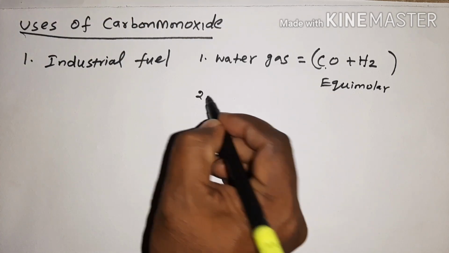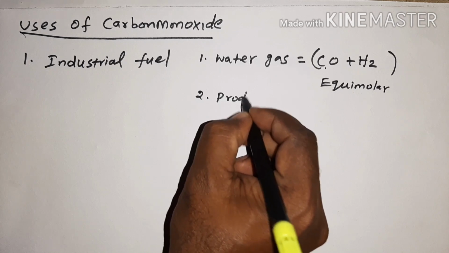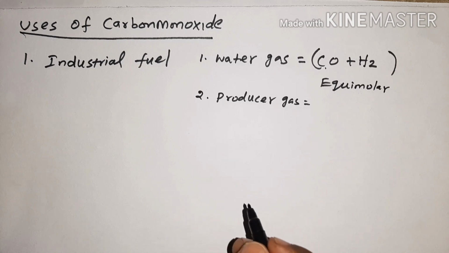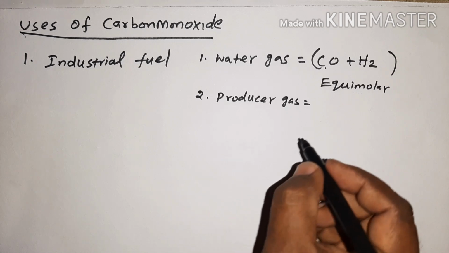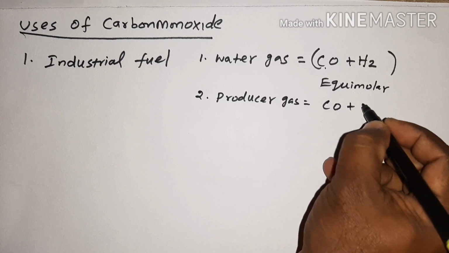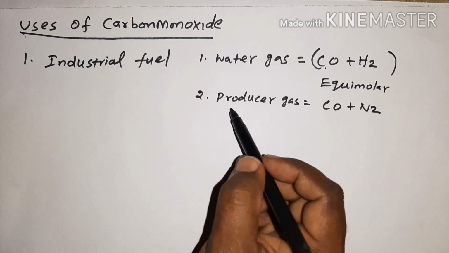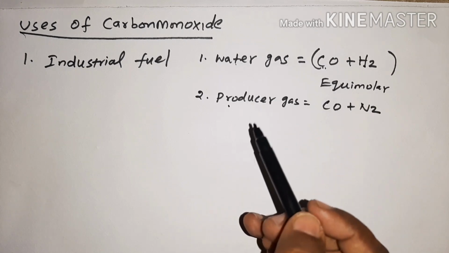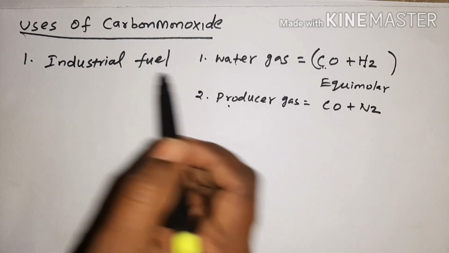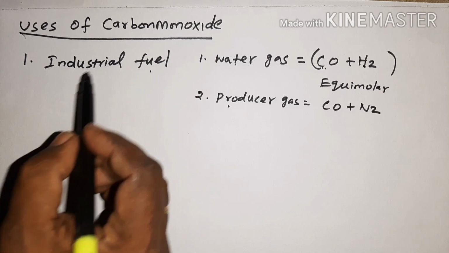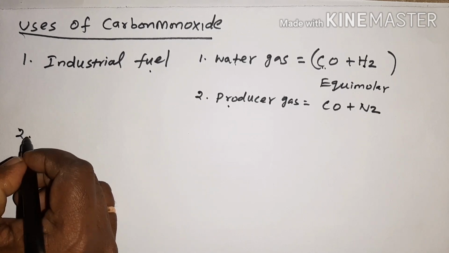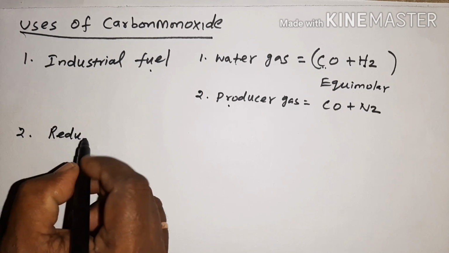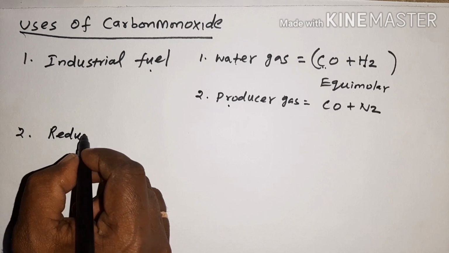And another important gas, that is producer gas. Producer gas is a mixture of carbon monoxide and nitrogen. These are called producer gas, and carbon monoxide and hydrogen is called water gas. These two gases are used as fuel in industries. Second use, it is used as the reducing agent in industrial manufacture of metals.